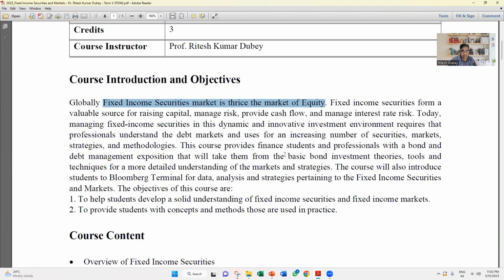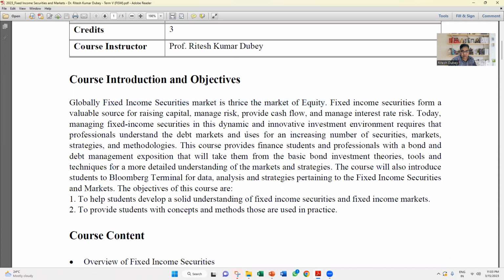And it is definitely a valuable source for raising capital. Maybe in your corporate finance course you must have gone through that fixed income securities are basically a cheaper source of capital as well, right? And any instructor would always tell you that if you have to optimize your capital structure, you have to include some amount of fixed income securities or bonds or debt into your capital for sure, right?